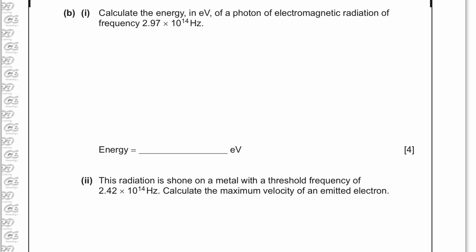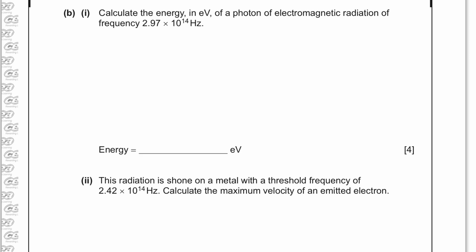Part B, calculate the energy in electron volts of a photon of electromagnetic radiation of frequency 2.97 times 10 to the 14 hertz. Okay, so it's sort of a units thing and an equation thing. So we have the energy of a photon related to frequency is E equals hf. So h is your Planck's constant and frequency is that value they've just given us.